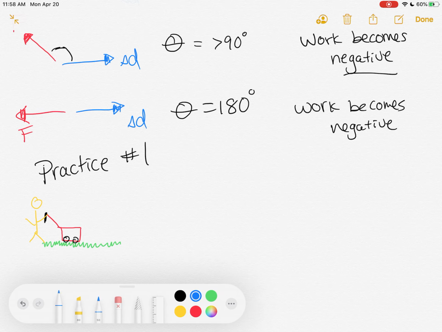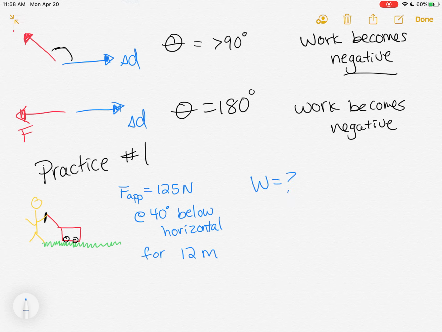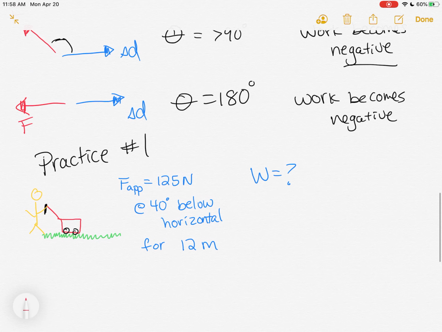The question is going to tell us that we are pushing the lawnmower with an applied force that is 125 newtons. The question is also going to tell us that it's at an angle of 40 degrees below horizontal, and we're pushing it for 12 meters. So we want to calculate the work in this question.